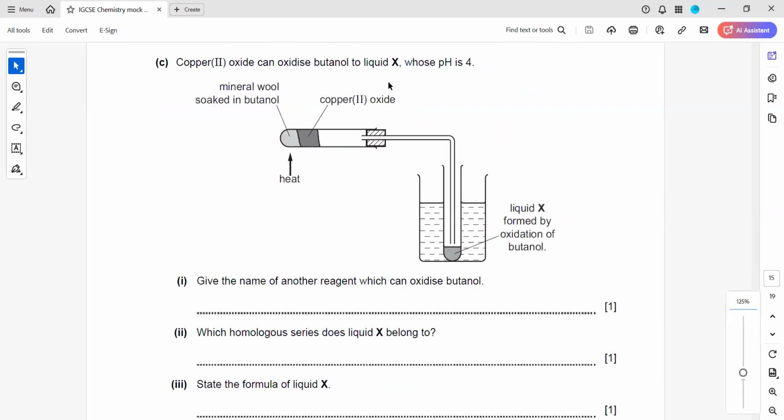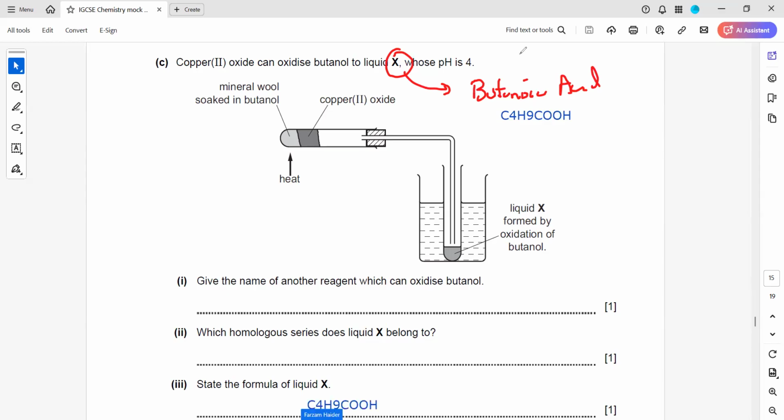The next one is copper 2 oxide can oxidize butan-1-ol, whose pH is 4. The mineral wool soaked in butanol and copper 2 oxide is there. Oxidized means it can add oxygen when alcohols are oxidized. What liquid X will be formed? Alcohol oxidized to what? Butanoic acid. Yeah, that's good. Alcohols are oxidized, it can be a bacterial oxidation or we can use an oxidizing agent for that. Name another reagent which can oxidize butanol. What oxidizing agent could be used?